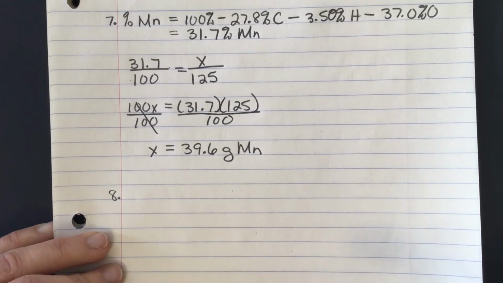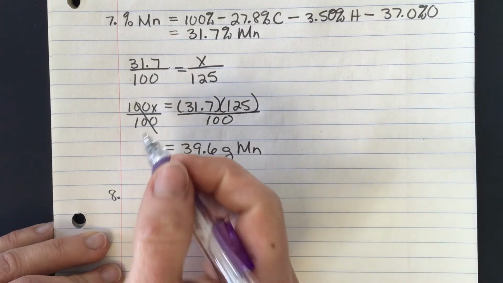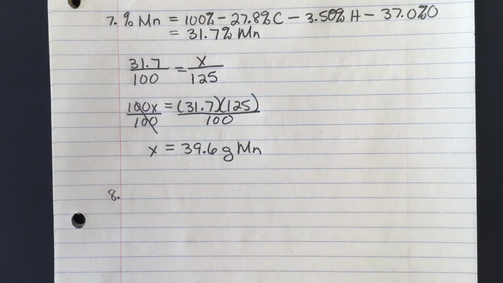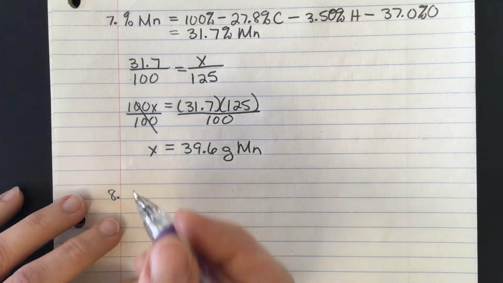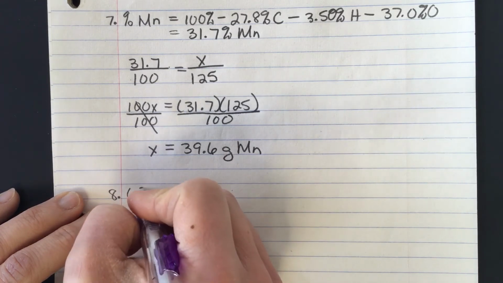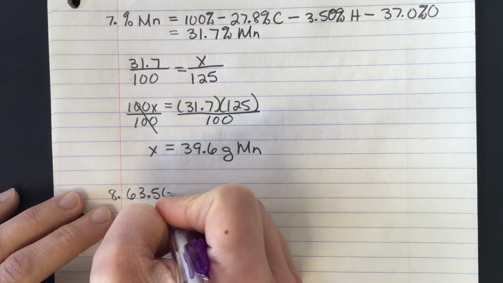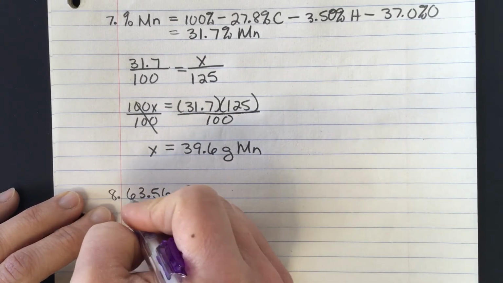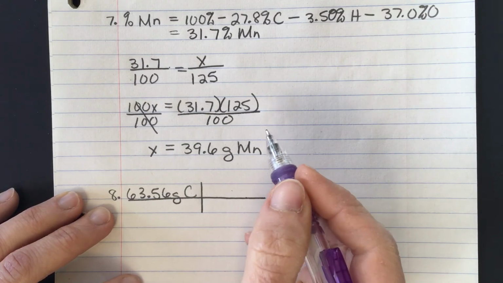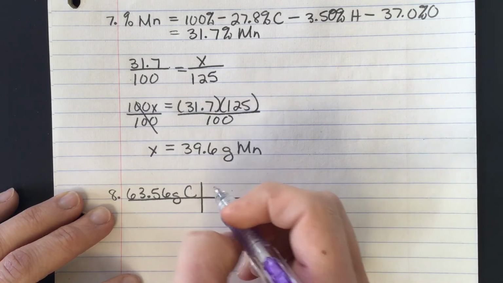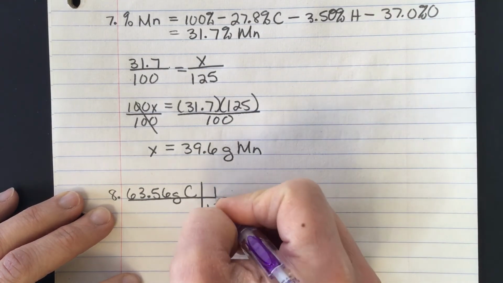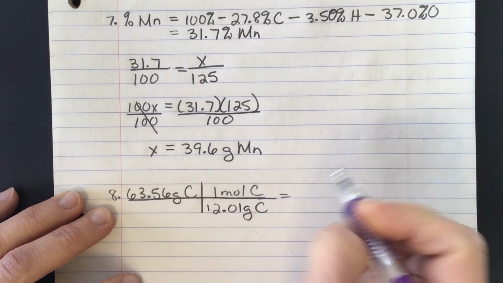Okay, remember for these problems, first we're going to convert to moles. So I am going to just change my percentages into grams. So instead of writing them as percentages, I'm going to write them as grams. So I have 63.56 grams of carbon. And from my periodic table, I know that the molar mass is 12.01 grams of carbon is 1 mole of carbon.